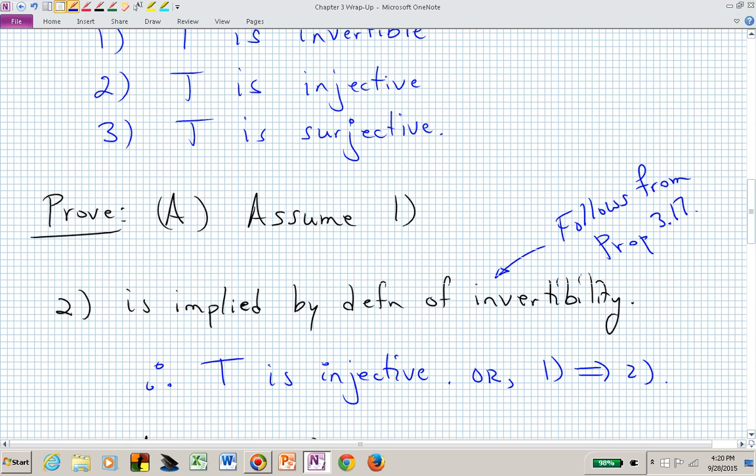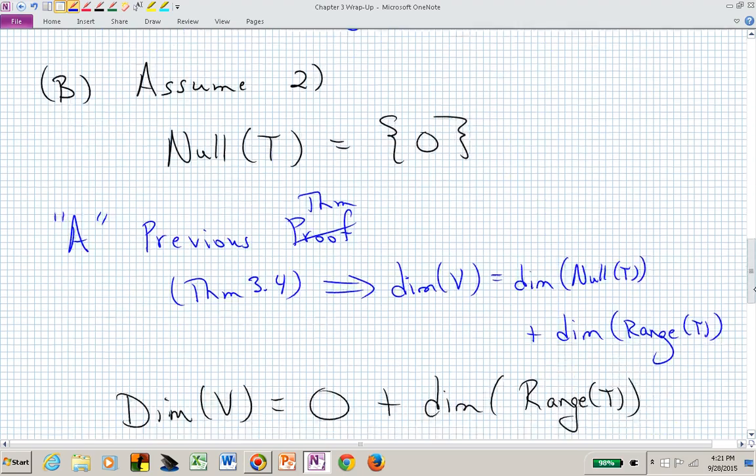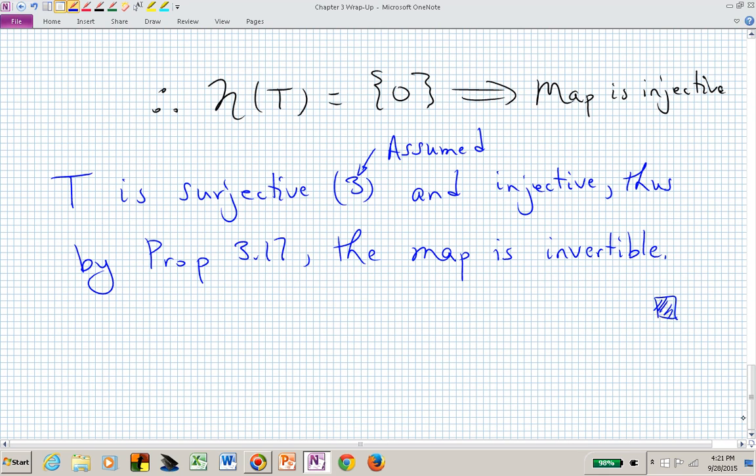I just extracted one of the pieces that I needed, which was the map being injective, and I didn't use the fact that it was also surjective to show that 1 implies 2. But 1 does indeed imply 3 by that same proposition, Proposition 3.17. Is that okay? That was your question or comment, right? That was your confusion. Well, hopefully I'm here to confuse. No, I'm here not to confuse, and hopefully you're not as confused now as you were maybe before.